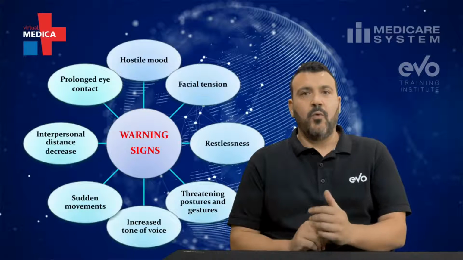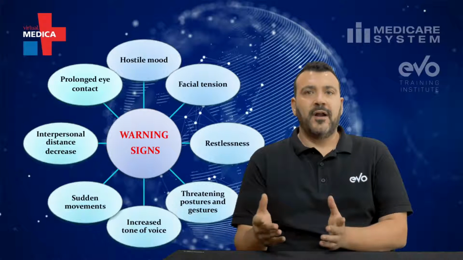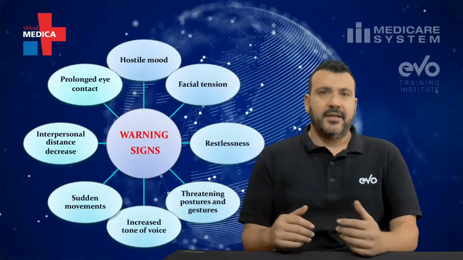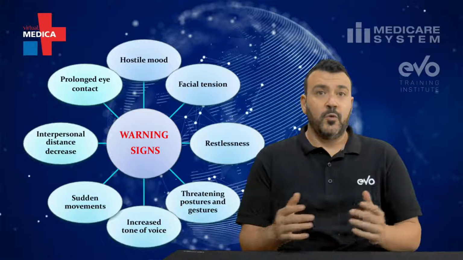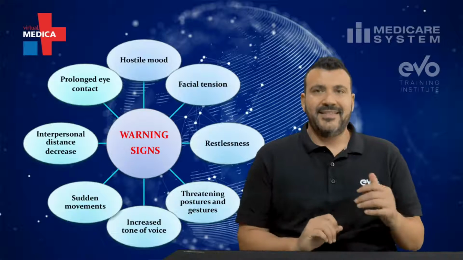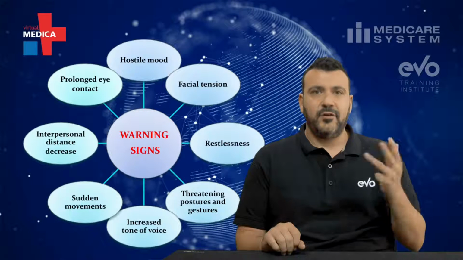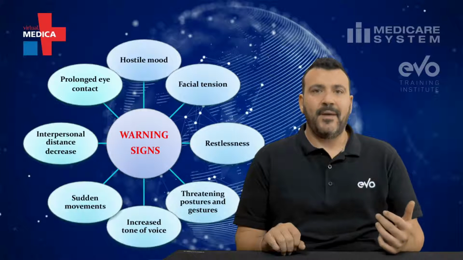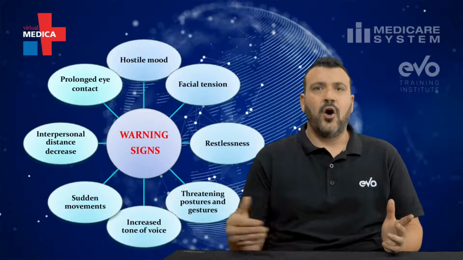Agitation is preceded by warning signs. Early detection of these signs will favor a greater probability of success in our intervention. These warning signs are called alarm signs or prodromes, which serve as early indicators of escalating agitation. These are the highlights: hostile mood, facial tension, restlessness, threatening postures and gestures, increased tone of voice, sudden movements, decreased interpersonal distance, prolonged eye contact, and others.